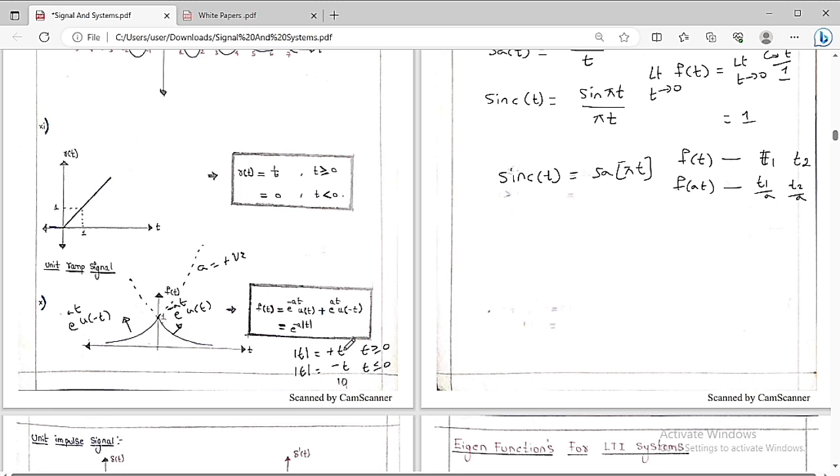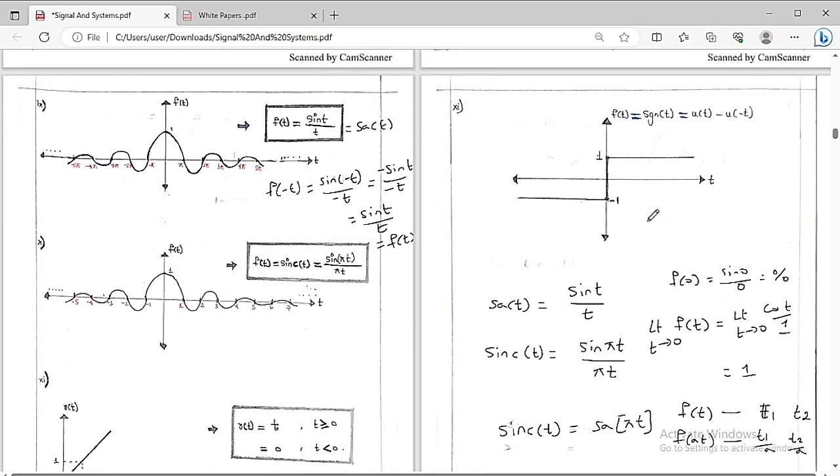So mod t is equal to plus t for t greater than or equal to 0, and mod t is equal to minus t for t less than or equal to 0. For t greater than 0, replace mod t by t, then we get e to the power of minus at. For t less than or equal to 0, replace mod t by minus t, and if we simplify, we get e to the power of at for t less than 0. This is a simple representation of writing these two things. I have used it in a very simple manner.